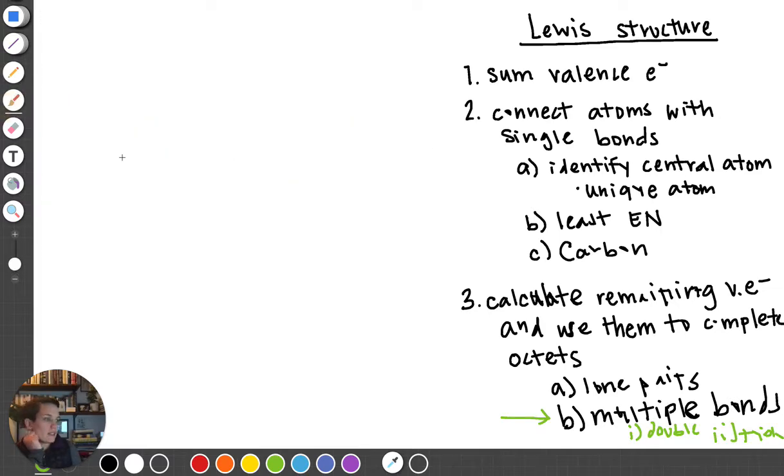All right, let's do another cool one. What else? Oh yeah, so let's do one that exceeds the octet rule, just so we can see what that looks like. So let's do PCl5. Okay, so we have phosphorus. That is in group 5A, so it has 5. Our chlorine is a halogen, so that's 7. I have 5 of them, so that's 35 total, which means that I have a total of 40 valence electrons.